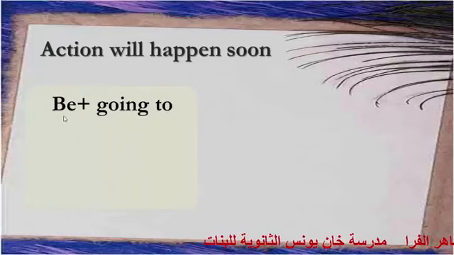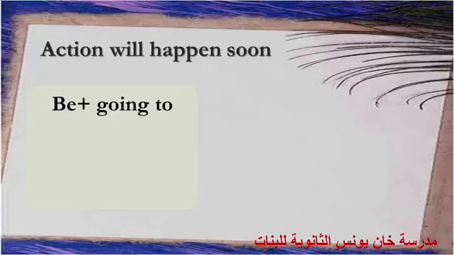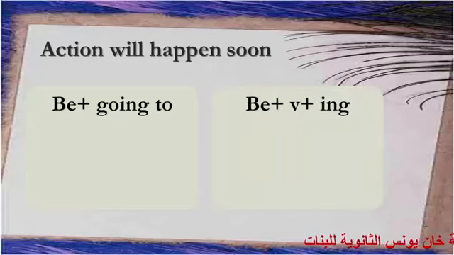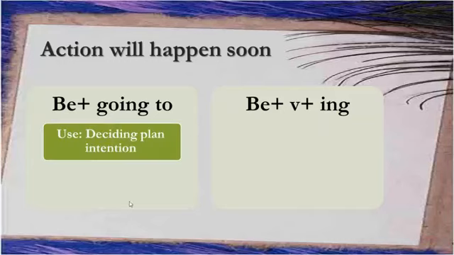With be. Be means am, is, are. Do you know that? Be, am, is or are, followed by going to. And be, also is, am, are, but plus verb-ing, describes the form of the present continuous. The use here is deciding, a plan, or an intention.